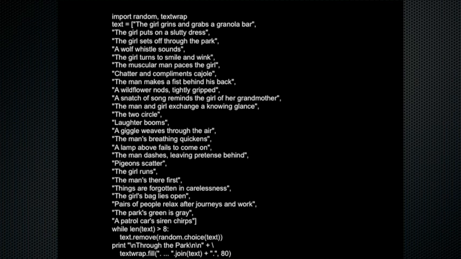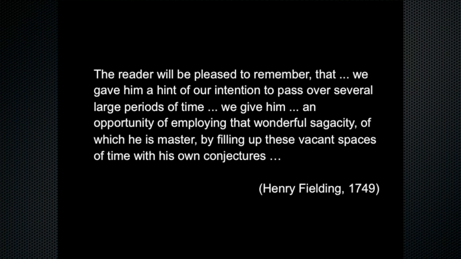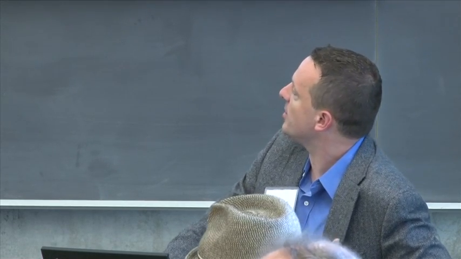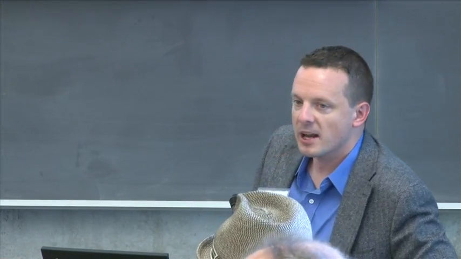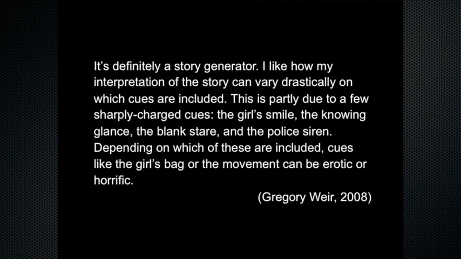And it's something that is based on ideas that Genette is one of the people who talks about ellipsis, but also Henry Fielding in Tom Jones, the idea that you leave things out to give the reader an opportunity of employing that wonderful sagacity of which he is master by filling up these vacant spaces of time with his own conjectures, right? So this is a technique that is used in production of literature and is important to the analysis of literature. And at least some people found that the system that I created, although it's extremely simple, could be categorized as a story generator and as something that actually produced stories of different emotional resonance.